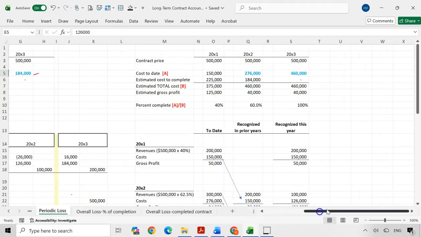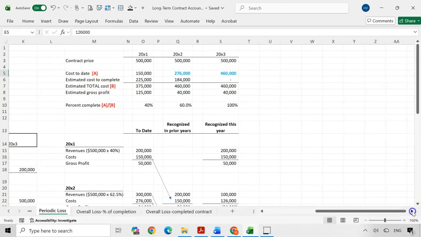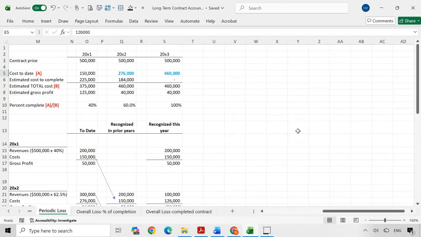So let's move over to the right, where in year 1, under the percentage of completion, we incurred 40% of the cost that we anticipate, and so therefore we recognize 40% of the revenue. The cost during the current year is $150,000, so we recognize $50,000 of gross profit in 20X1. Now let's go to 20X2.